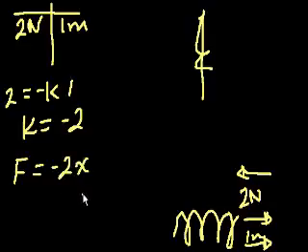And then I said, well, how much force would I have to apply to distort this spring by 2 meters? Well, it's 2 times 2, it would be 4. 4 newtons to displace it by 2 meters. And of course, the restorative force will then be in the opposite direction. And that's where we get the negative number.